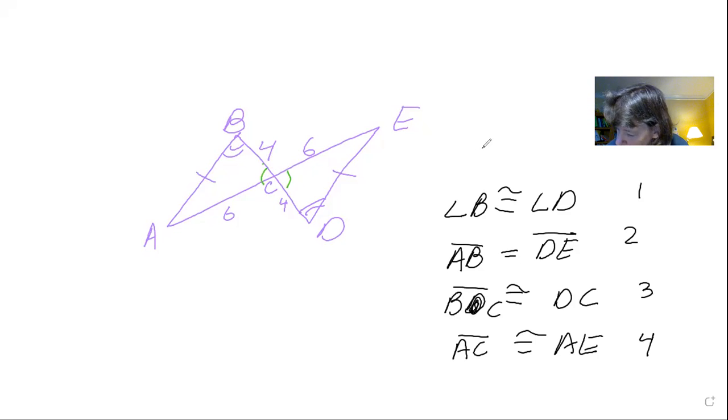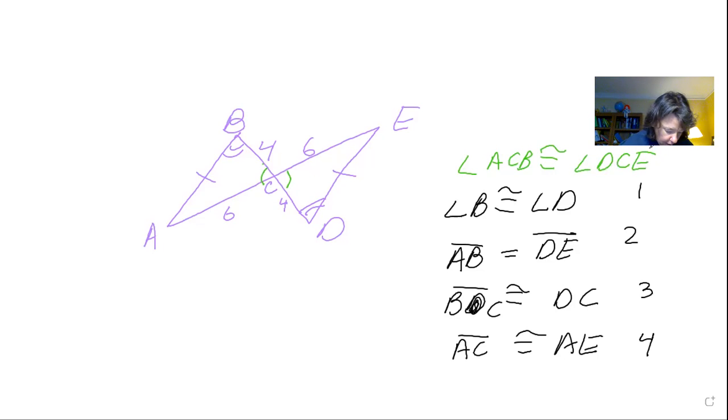Now we know that angle, and because there's 3 lines coming in, we have to use more descriptors for this one. We know that angle ACB is congruent to angle DCE. Okay, so now we have 2 angles and 3 sides.